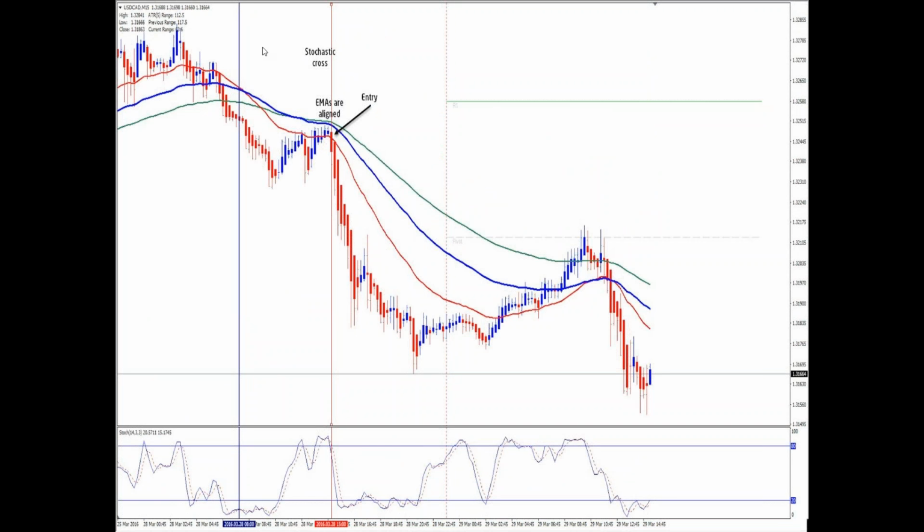You see here, this is a short entry. EMAs are aligned, and entry is here. Very clearly defined rules, guys. You don't need to think about, can I trade? Will I do correctly? What if not? So it's very clearly defined. However, there are some cases where we definitely need to go through discretionary rules, and that is what we will cover also today.